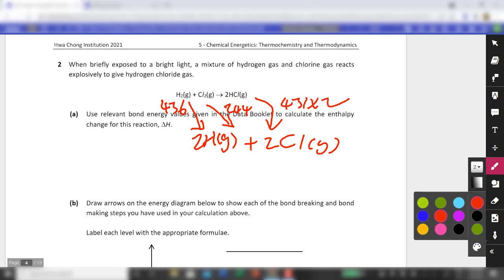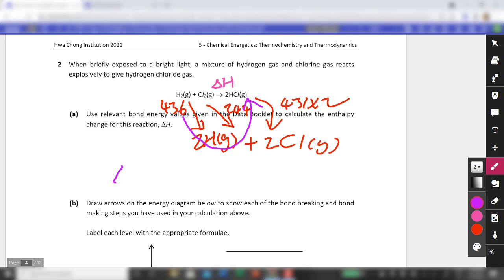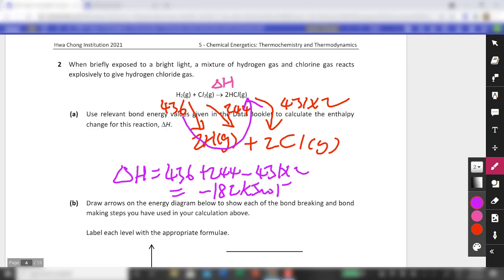Okay, so with this, I think you can easily complete this particular cycle, because I need to calculate the enthalpy change of this particular reaction. So this will be an anti-clockwise fashion again. So therefore delta H is equal to 436 plus 244 minus 431 times 2, right? And then I'm going to end up with negative 182 kilojoules per mole. Okay, so I hope you can see that it's actually pretty straightforward.